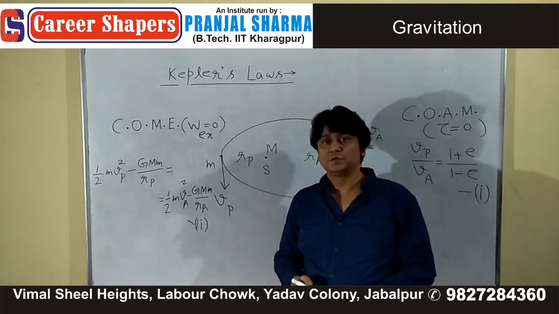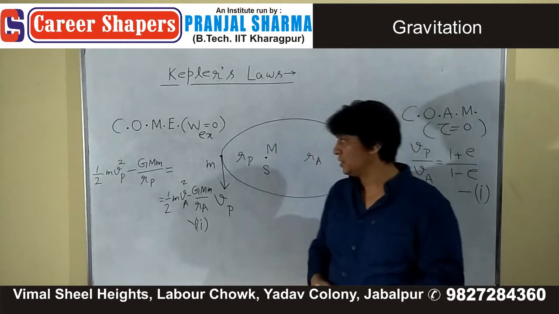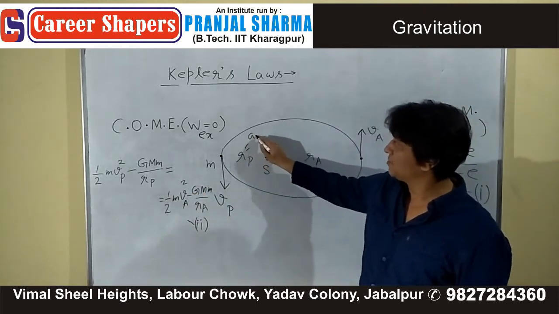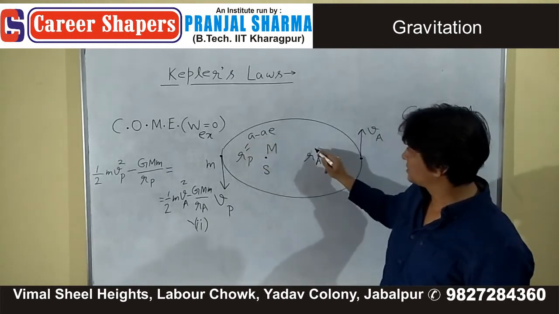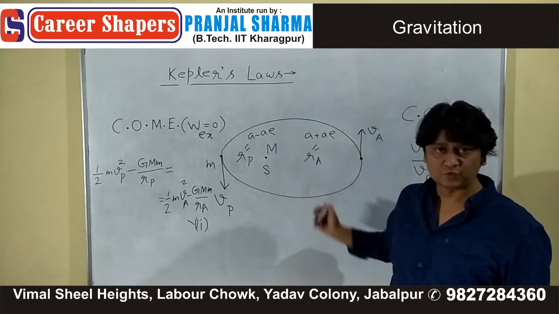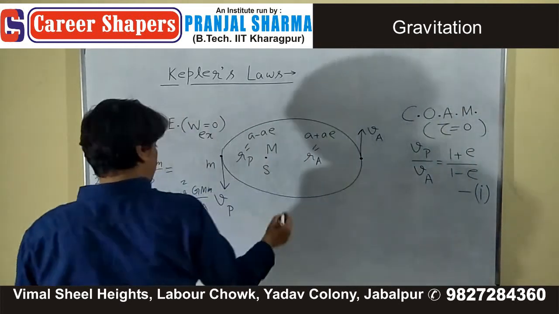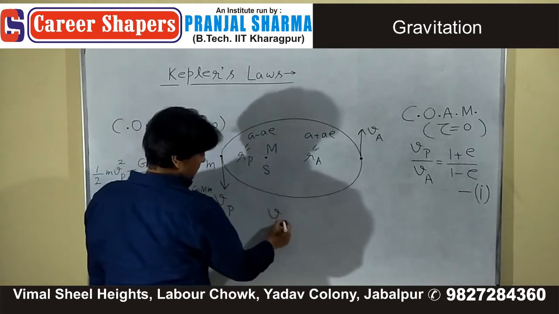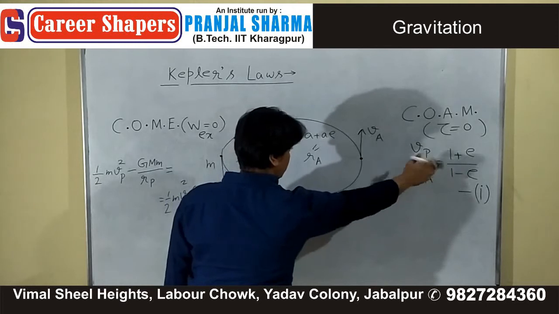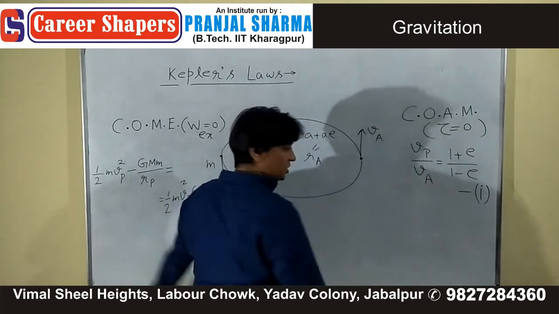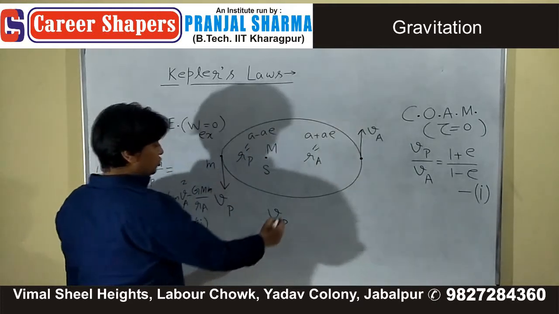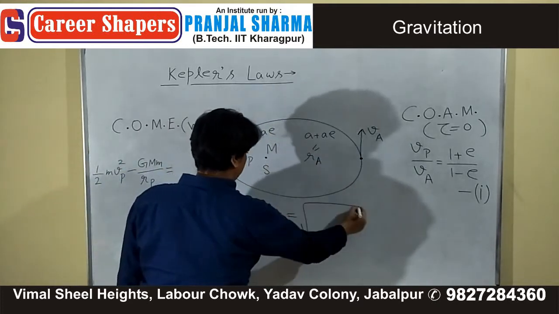Solve these two equations and you will get the answer. The value of Rp is A minus AE, and Ra is A plus AE. When you put these values, you will get Vp. It's very easy to solve these equations. Now find out Vp in terms of Va and then put that Vp in this equation and you will get Va and Vp both.